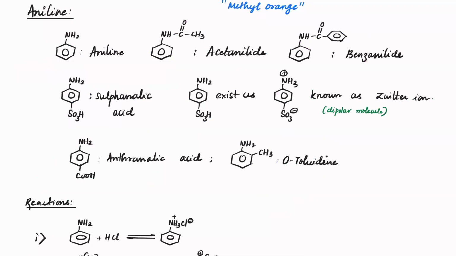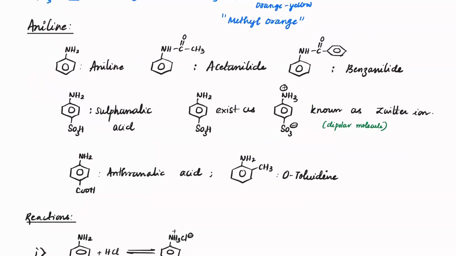So the next one, anilines. Aniline and aniline reactions. Quick recall again. This is aniline, acetanilide, benzanilide, because there is a benzene here. So this is sulfanilic acid. Sulfanilic acid always exists as a zwitterion. This is how it exists, known as the zwitterion or dipolar molecule.